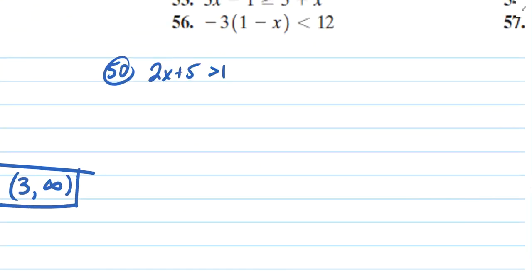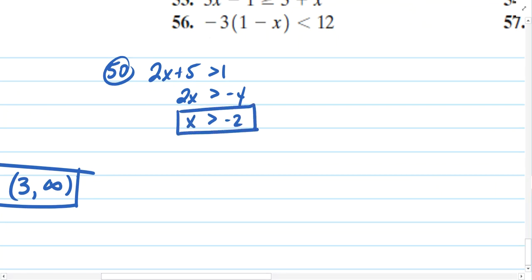With number 50, 2x plus 5 greater than 1, so 2x must be greater than negative 4, and x is greater than negative 2. Now, I deliberately didn't show any of my steps in between. I didn't indicate that I subtracted 5 from both sides and then divided by 2, because at this point in your mathematical career, I don't think you need to show each of those steps if you don't feel that it's necessary. If you'd like to show it, that's fine, but it's not absolutely necessary.